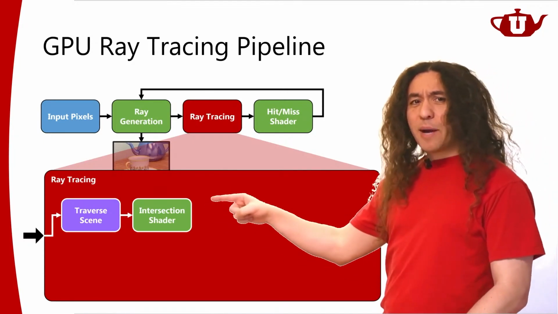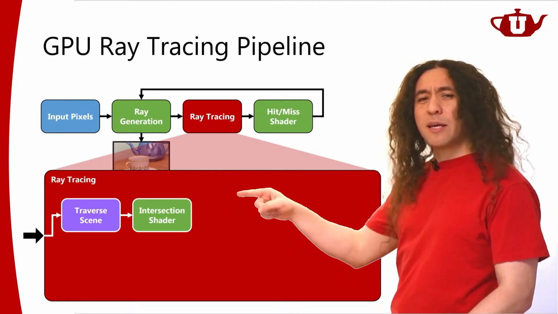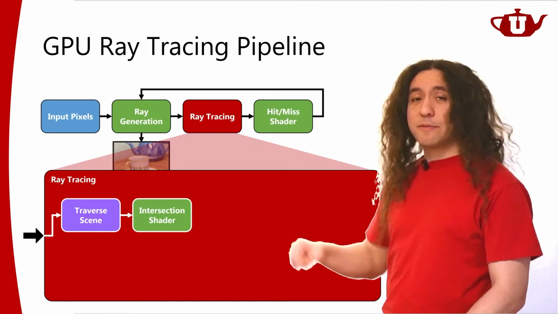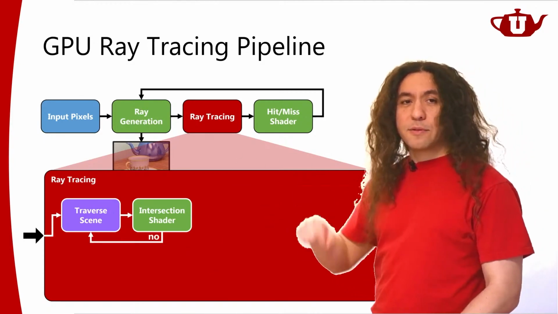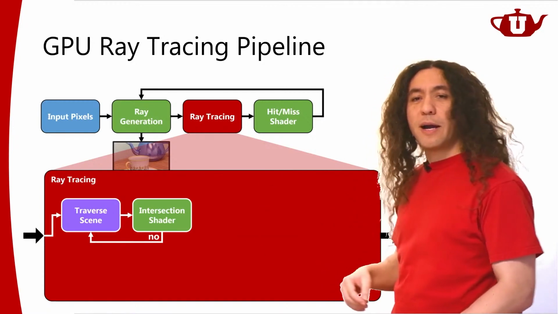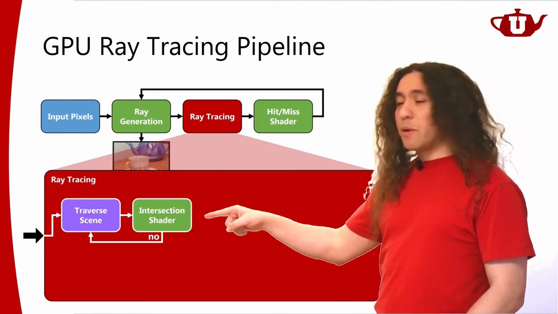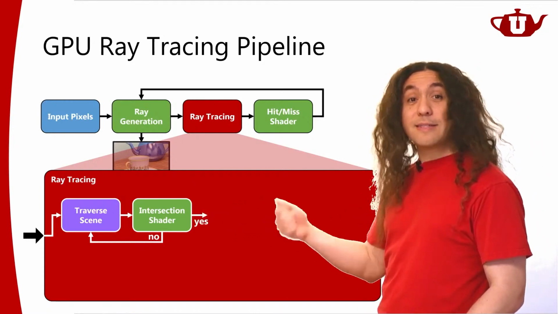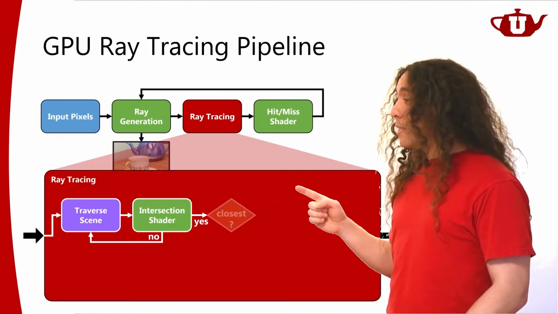So if my intersection shader decides that no, that ray actually is not intersecting with that primitive that I'm testing, then it's going to, of course, send it back to the scene traversal, and scene traversal will continue to find another primitive for that ray. And once it finds a primitive for that ray, that intersection shader returns, yes, I found a hit. Then the question becomes, well, is this the closest hit?